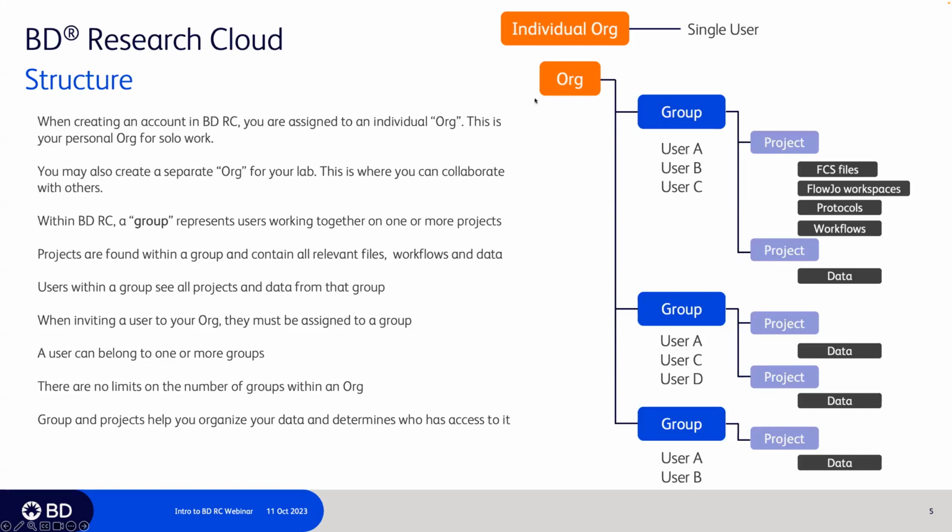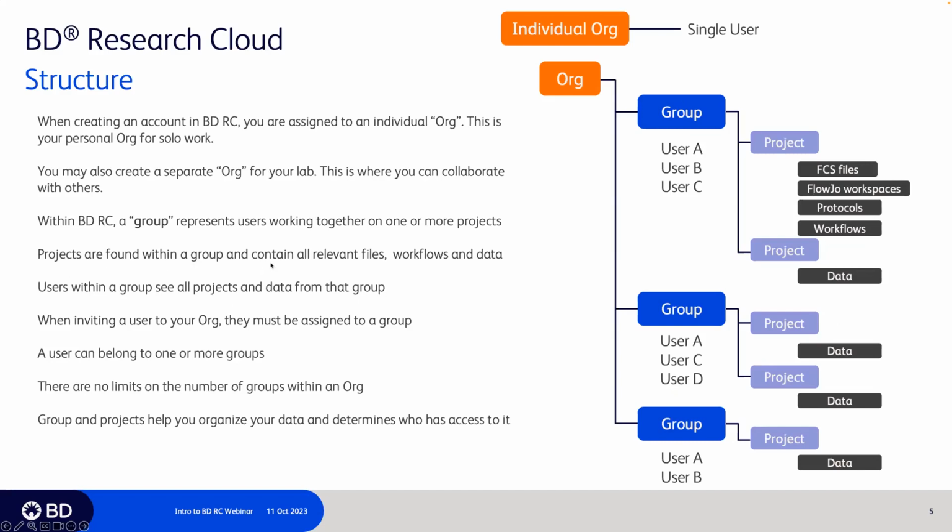If you choose to create a separate account for your lab, then you can add groups to that organization. And in BDRC, a group represents users working together on one or more projects. Putting users together in a group means that they'll have access to all the data from that group. So if you're just creating an org for your lab and you want all users to have access to all the data you upload to BDRC, then I would suggest just create a single group, put everyone in it, and then you can organize your data under different projects of that single group.